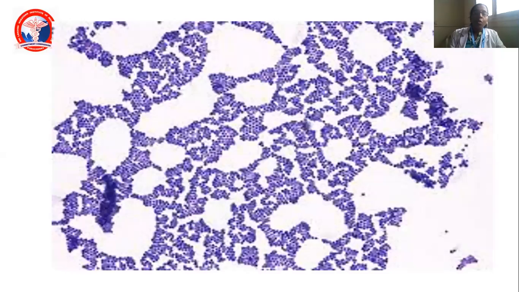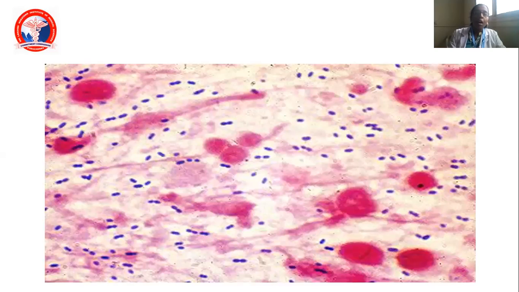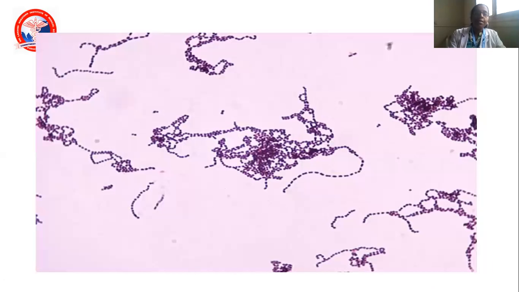So what is this? If you see, it is gram-positive cocci in clusters. An example would be Staphylococcus. This picture shows gram-positive cocci in pairs. An example would be Streptococcus pneumoniae. This is gram-positive bacilli containing spores, spore-bearing. This is gram-positive cocci arranged in chains. An example would be Streptococcus pyogenes.